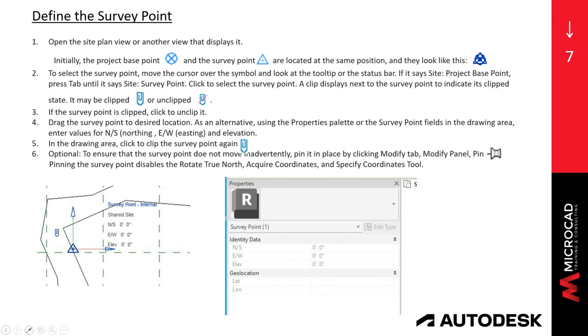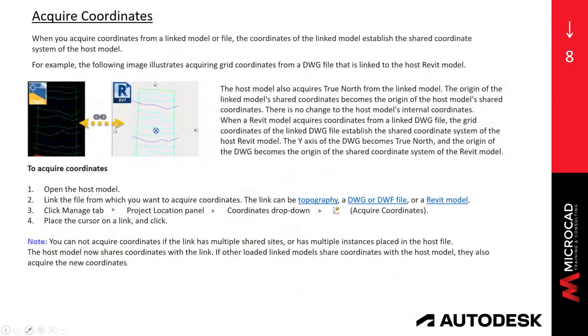Once the survey point is in the appropriate location, there's a couple of ways to get the survey point. As I mentioned before, you can do that manually, or if you have a DWG that you got from a surveyor, you can link that DWG either by shared coordinates, or you can bring it in by base point to original coordinates, base point to base point. And then you can acquire the coordinates from that DWG so that you will get your survey point in the same location as the DWG that you got from your civil engineer.